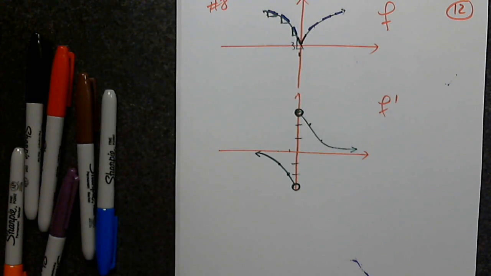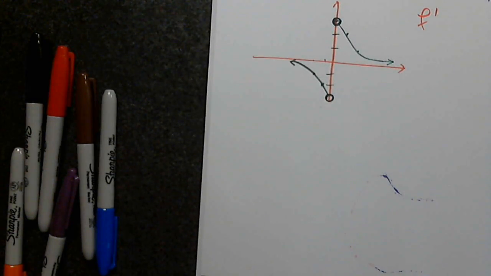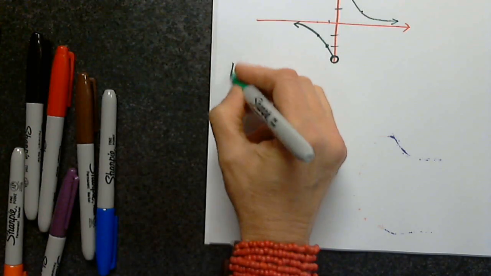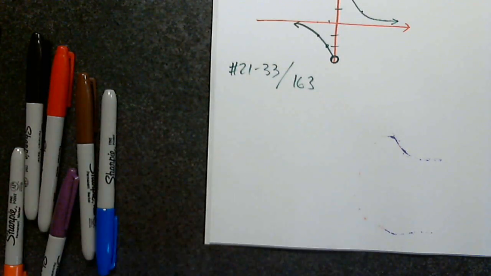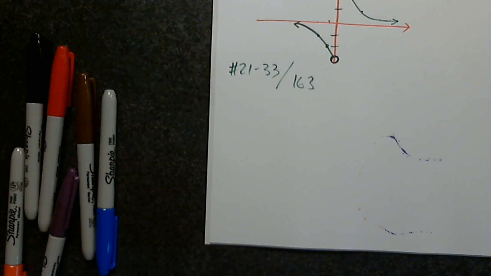Okay. So now I would like to, I know I only have a couple of minutes, I would like you to choose a problem, and I'll stop after this, between 21 and 33 on page 163. And if you could choose anything that is not on the checklist.